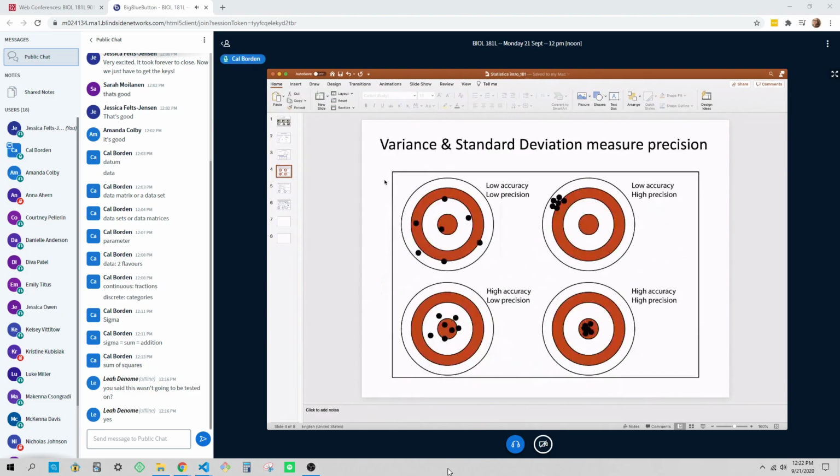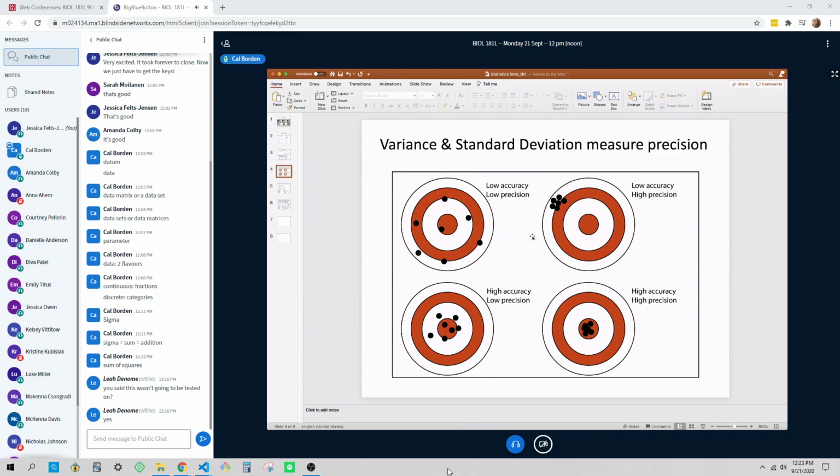Now, here's what spread means. Okay, variance and standard deviation measure precision. That is precision of the data points that were collected or observed. Precision means how close are the data points to each other. Okay, now it makes sense that both variance and standard deviation speak to precision, because remember, standard deviation is just the square root of variance, or variance is just standard deviation squared. Same thing.